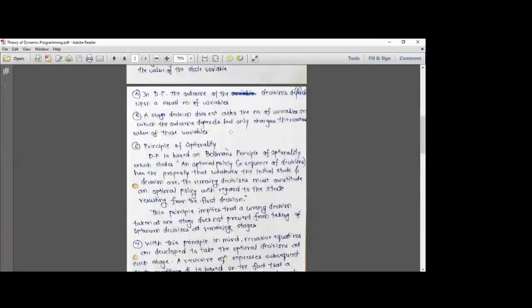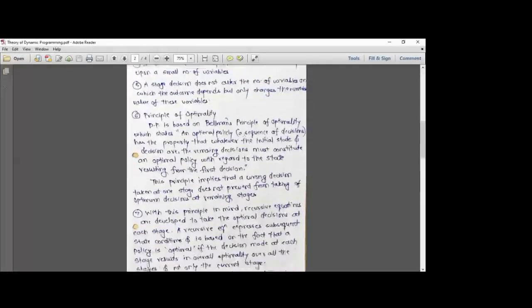Otherwise, the number of variables or the type of variables that you have decided at the initial stage is going to remain the same until the end of your complete project is achieved. What is only going to happen is that these variables are going to take different values in every stage, right?